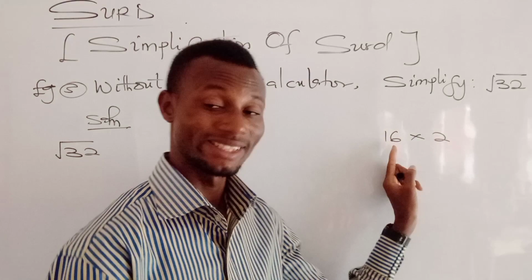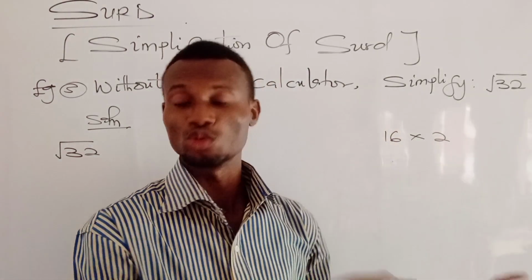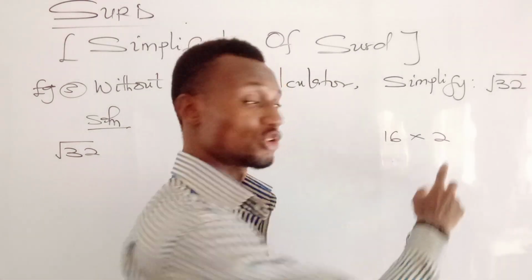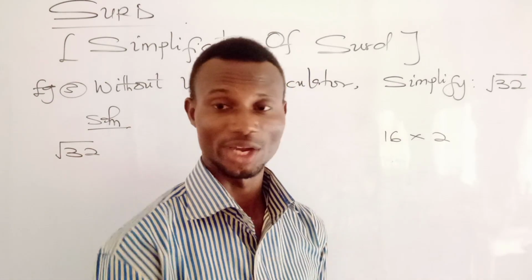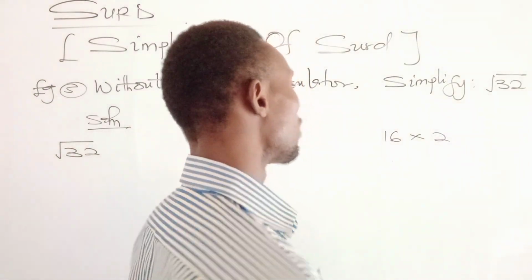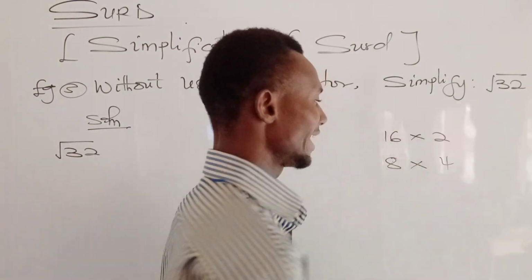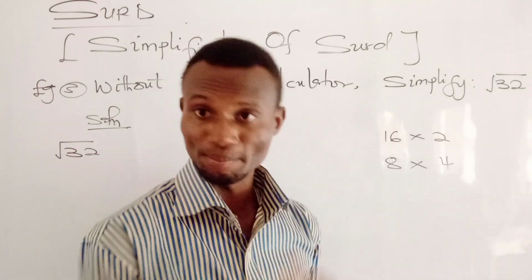Okay, so this 16 is a perfect square. Don't forget I said that one of the two numbers has to be a perfect square. So 16 times 2 gives 32, and we have the 16 to be a perfect square. We can also think of 8 times 4. 8 times 4 gives 32, and the 4 is a perfect square.